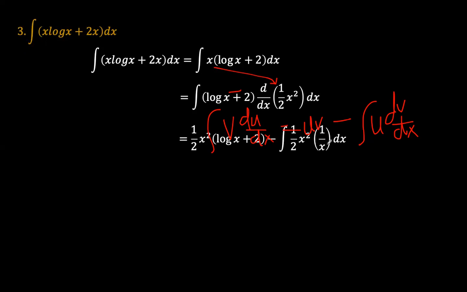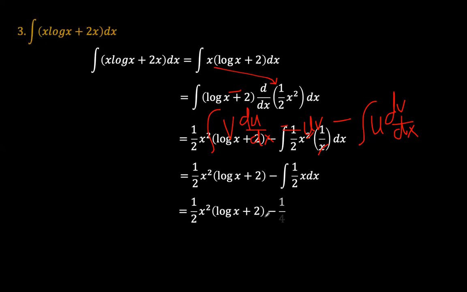Since this cancels with the square here, we are left with half x squared times log x plus 2, minus the integral of a half x. Which means that our answer is a half x squared times log x plus 2 minus a quarter x squared plus c. That's the answer.